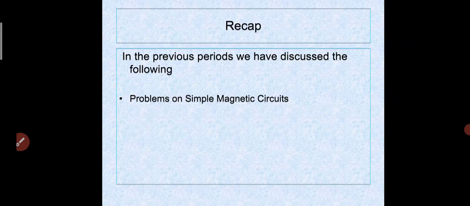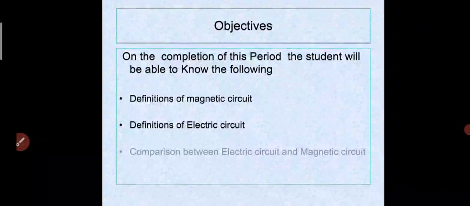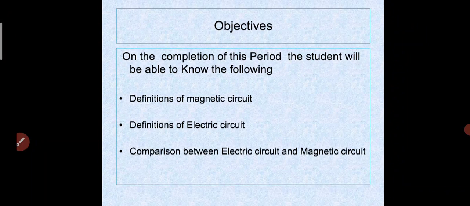Recap. In the previous class, we have discussed the following. So first one is problems on simple magnetic circuits, and objectives.